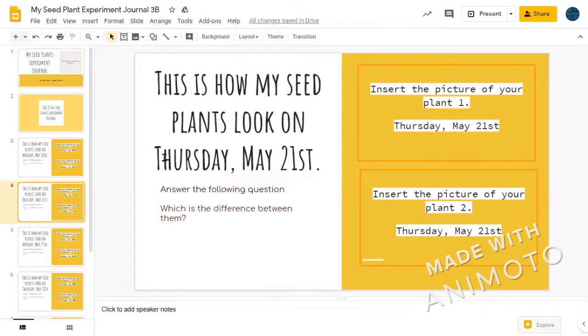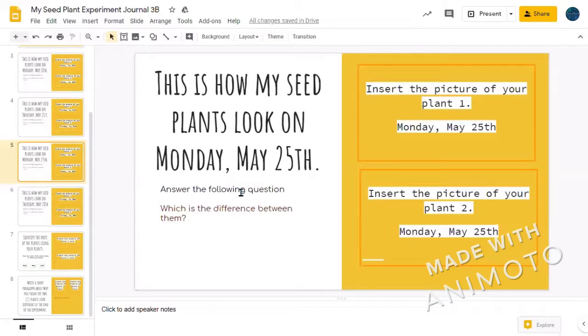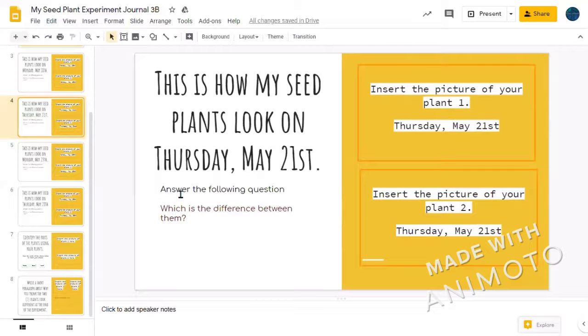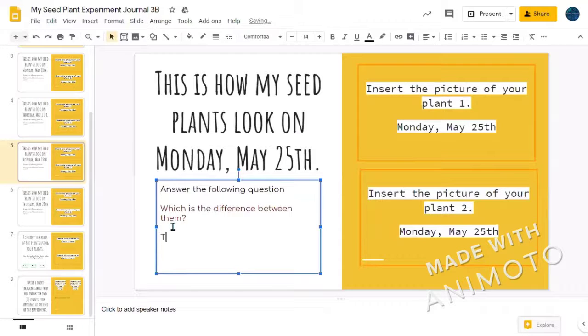Then you continue on Thursday, May 21st, you take another picture and then you insert the picture here, plant number 1, near the window, and plant number 2, which is inside the shoebox. Then you continue on Monday, May 25th, and you also answer the question. So as you can see, you will observe the difference between them and then you will write them. Where? You're going to write them here. So you start the difference, you see, is, you will tell me.